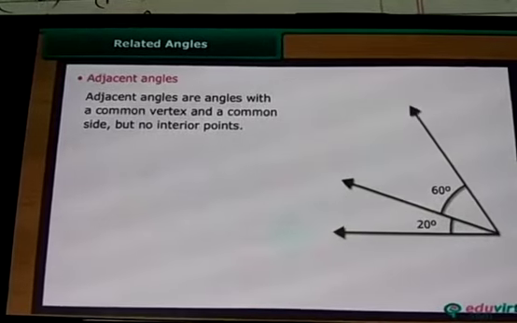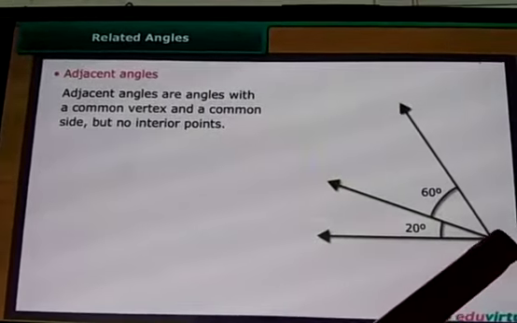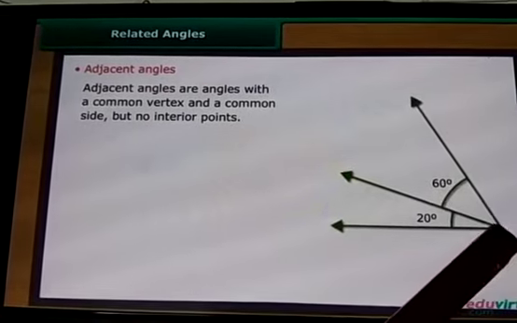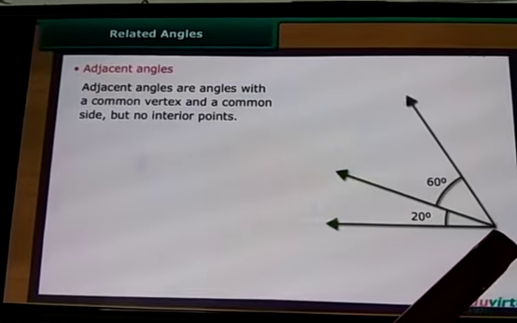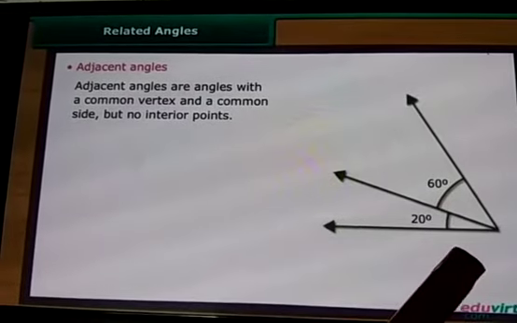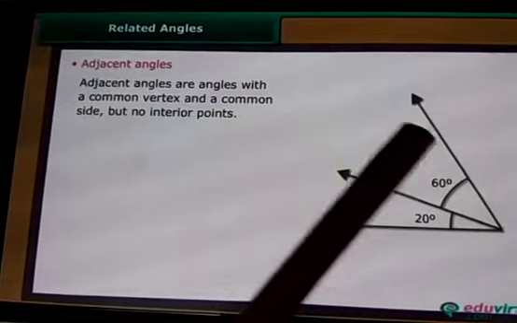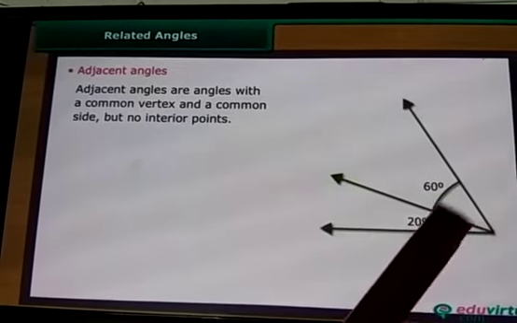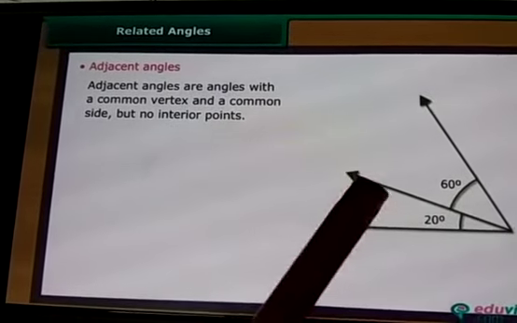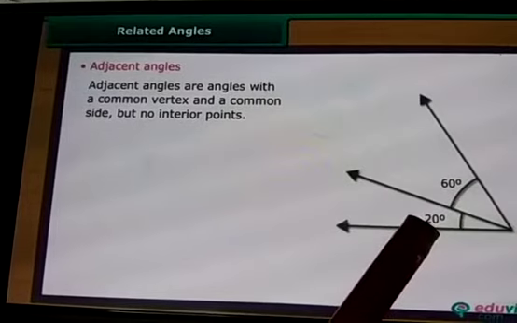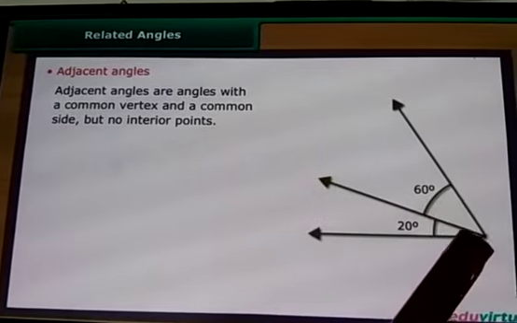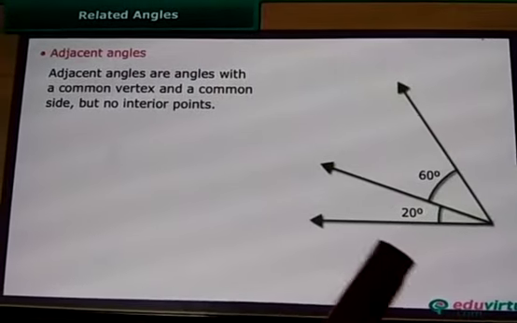What is a vertex? Vertex is nothing but the corner. The end point of an angle is known as a vertex. You have already learned, I am just revising it. Which are the arms? Now here there are three arms, right? This one line is one arm in the angle. This is the second arm and this is the third arm. There are three arms, but there is a common side, which is a common arm. That is, this line in between is the common arm for both the angles. Adjacent angles have a common vertex from which three lines are coming. Then a common side, but no interior points.